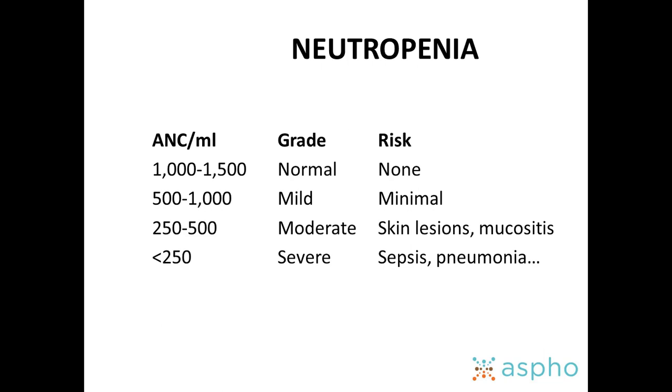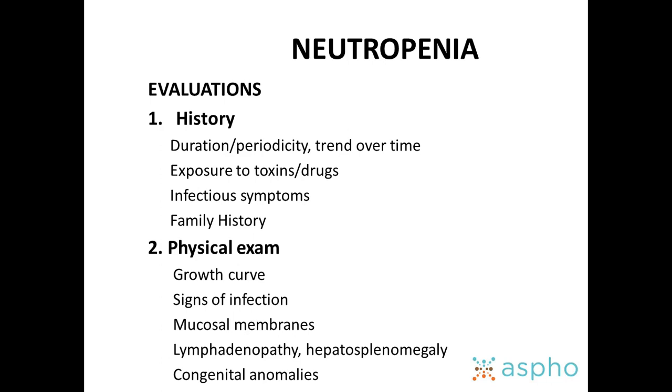Okay, and then there's sort of normal, mild, moderate, and severe. And what are the different risks? So I think we all kind of recognize this from our cancer patients, that if you have an ANC of sort of 1,000 or so, you're more or less fine. If you have between 500 and 1,000, or sort of mild neutropenia, again, it's pretty minimal risk. 250 to 500, we start saying, maybe you shouldn't hang out near the sick kids at school, and below 250, it becomes a concern. So how do we evaluate this?